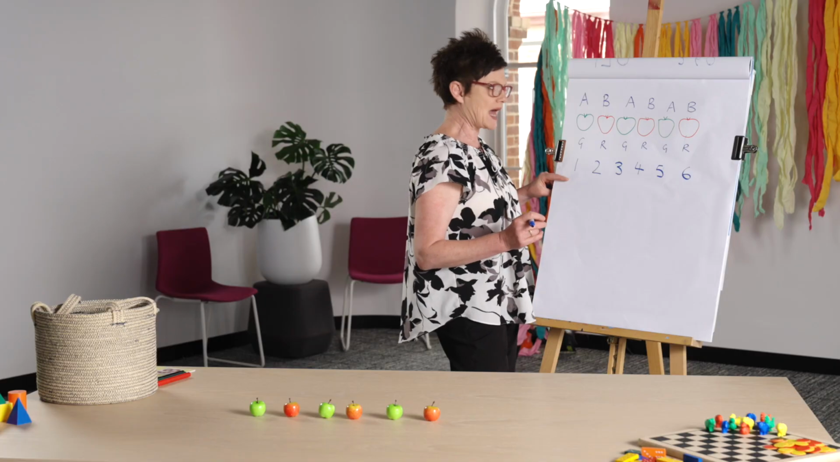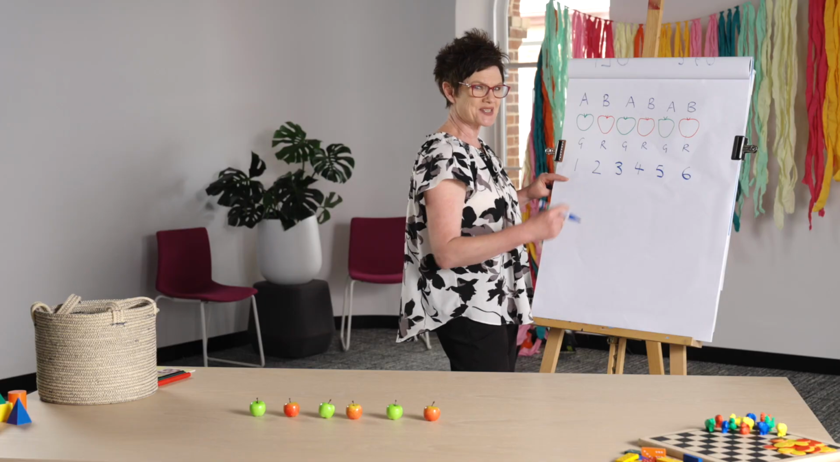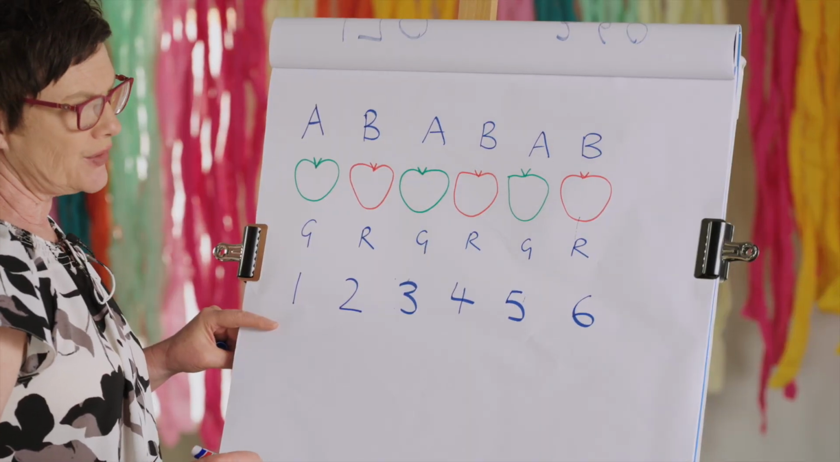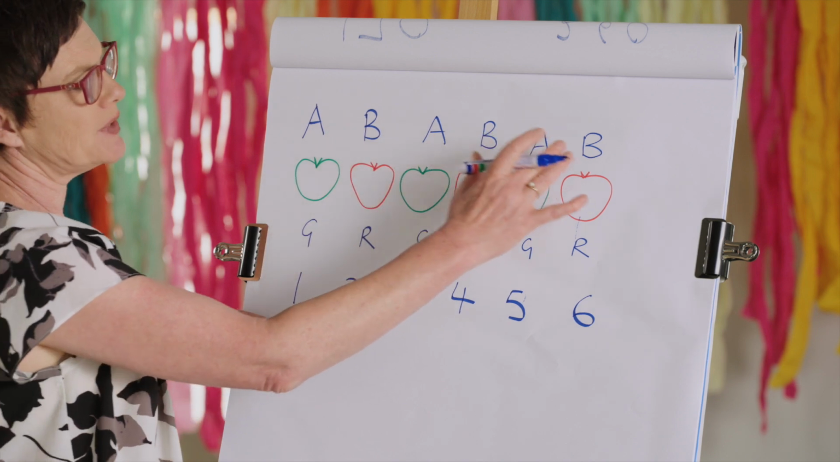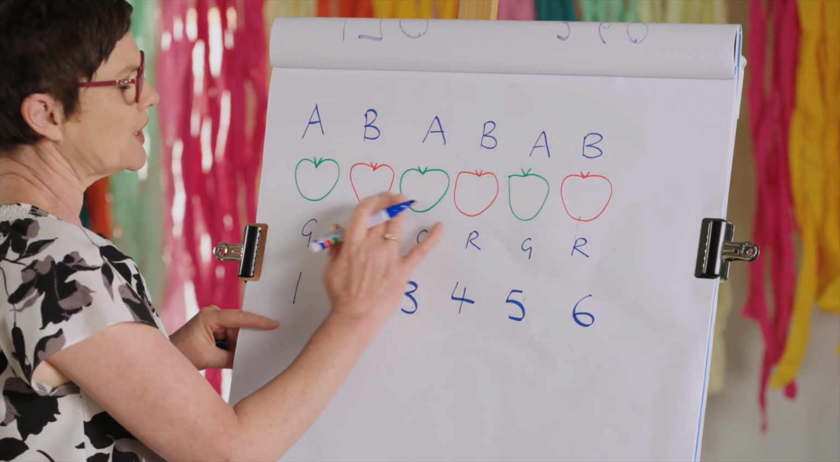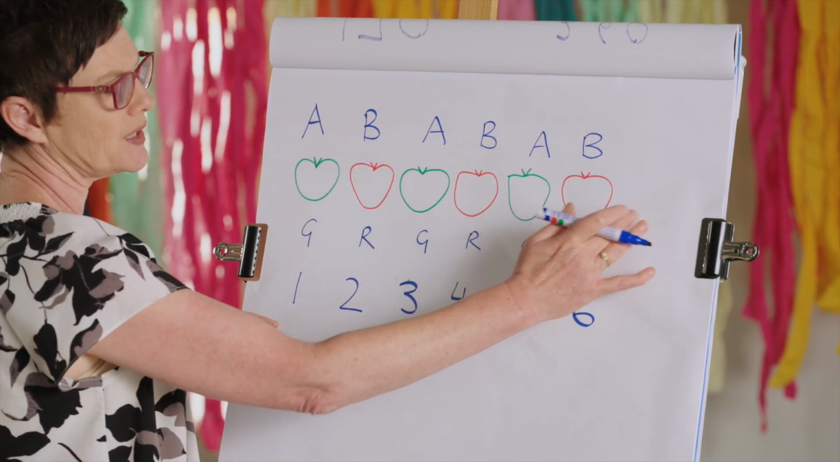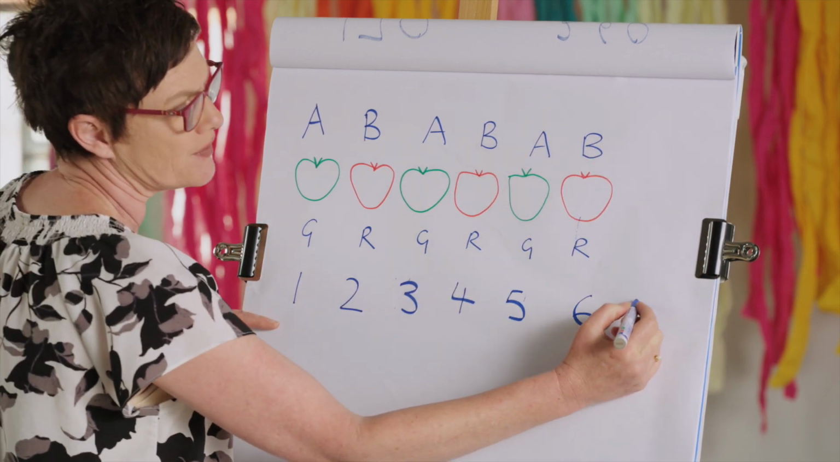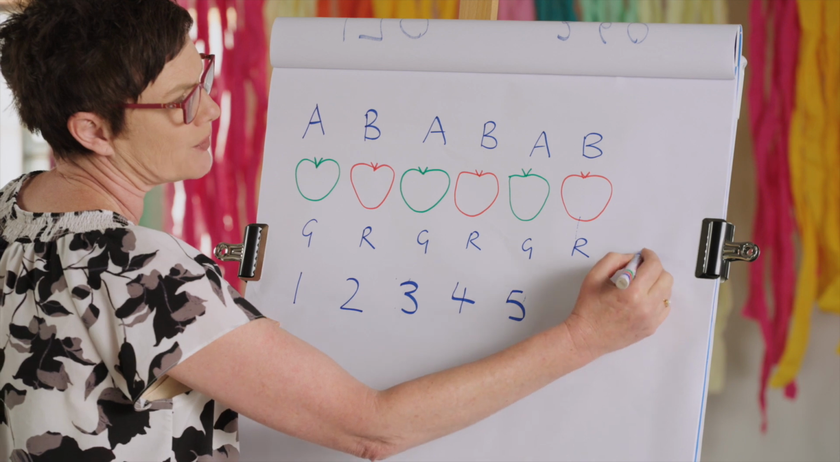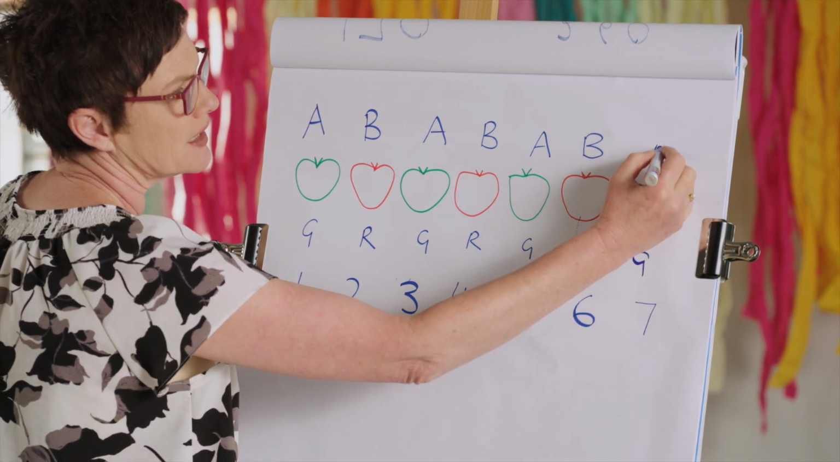A question we might have about this pattern is what comes next? And I think we might know that the next colour, if we're using an AB, AB, the next colour, or green, red, green, red, green, red, will be green and an A. We'll know that that's our seventh, will be green and an A.